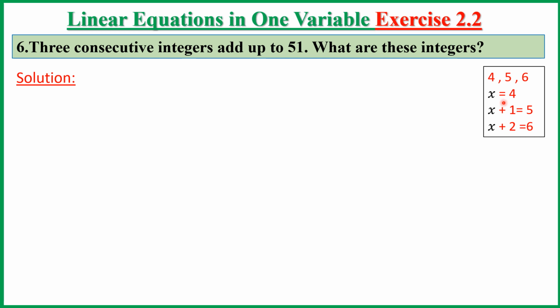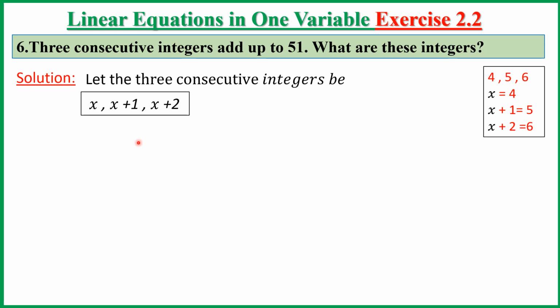So when we add these 3 consecutive integers, that is x, x plus 1, x plus 2, we are getting 51. Okay. Now let the 3 consecutive integers be, we can't take it as simply x. Why? It is x, x plus 1, x plus 2. So we have to write it as x, x plus 1, x plus 2. And the given is they add up to 51. That means sum. Sum is equal to 51. Now the equation is x plus x plus 1 plus x plus 2 equals 51.